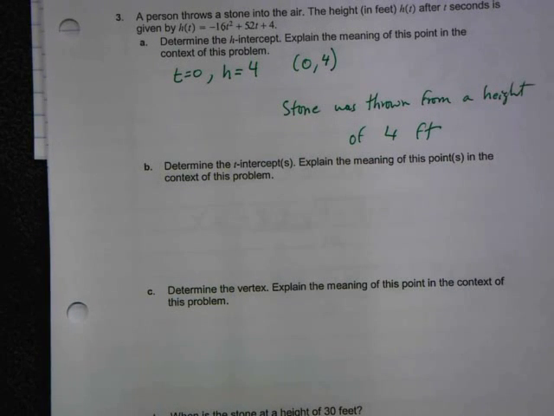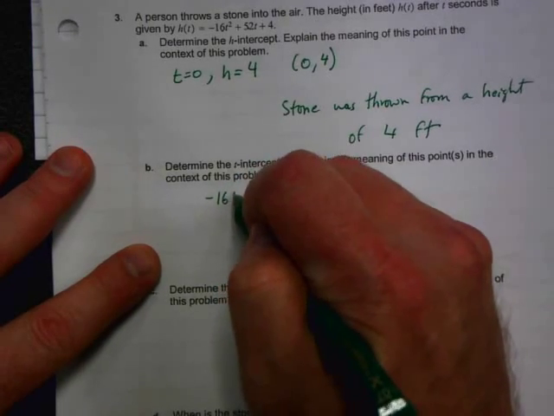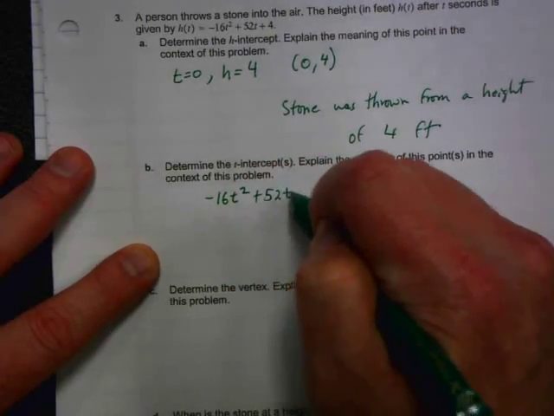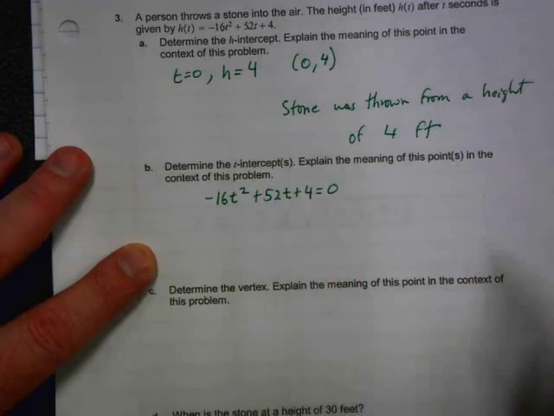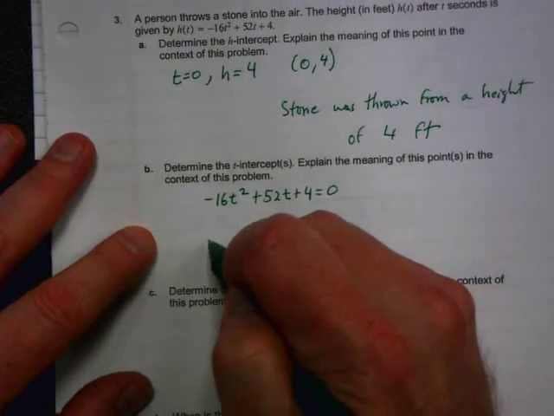Part B, find the t-intercepts. How would you find the t-intercepts? Set it equal to 0. You want h to be 0, so negative 16t squared plus 52t plus 4 equals 0. How would you solve that equation? I'm going formula, absolutely.